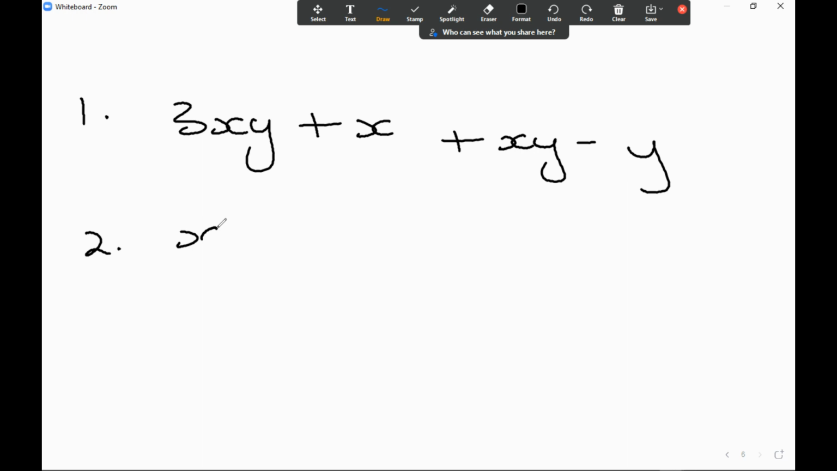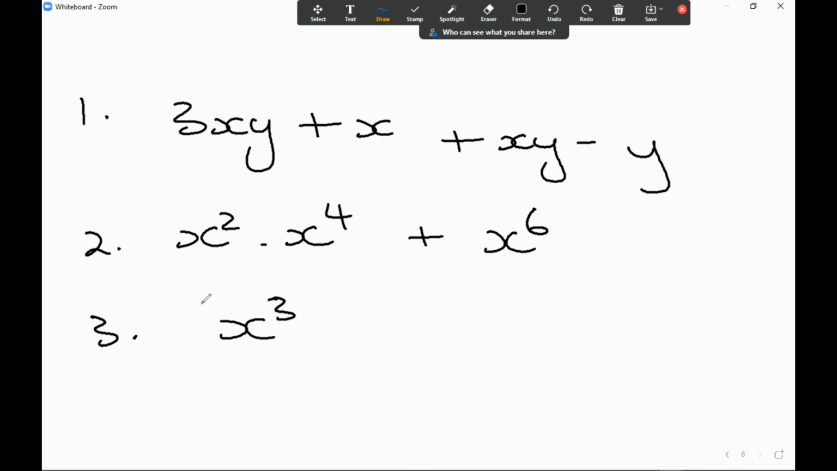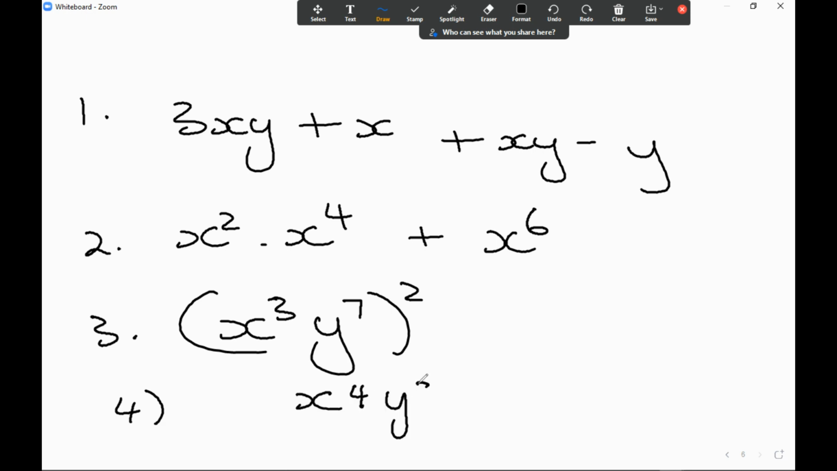Question 2, what is x squared times x to the power 4, that means times, plus x to the power 6, and if I've got x cubed y to the power 7 squared, and then lastly 4, let's suppose I have x to the power 4, y to the power 3 over x, y. Take 2 minutes, write down the answers for these.